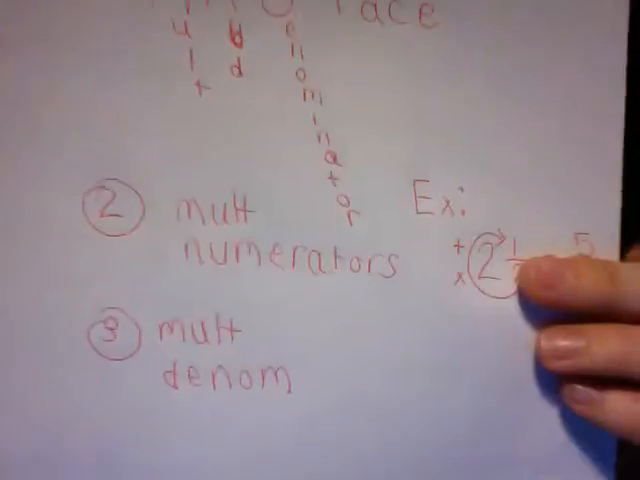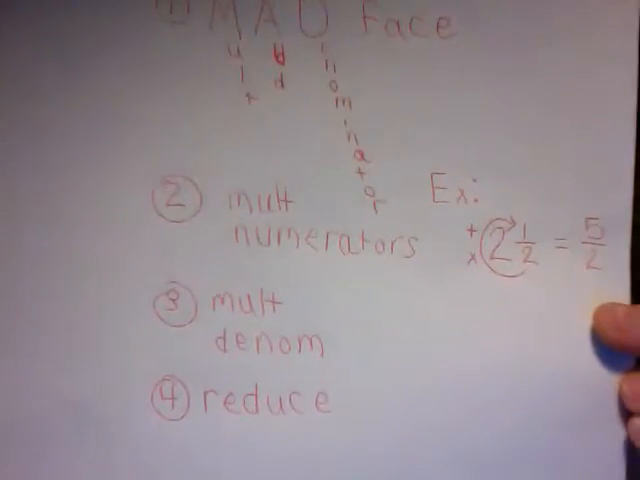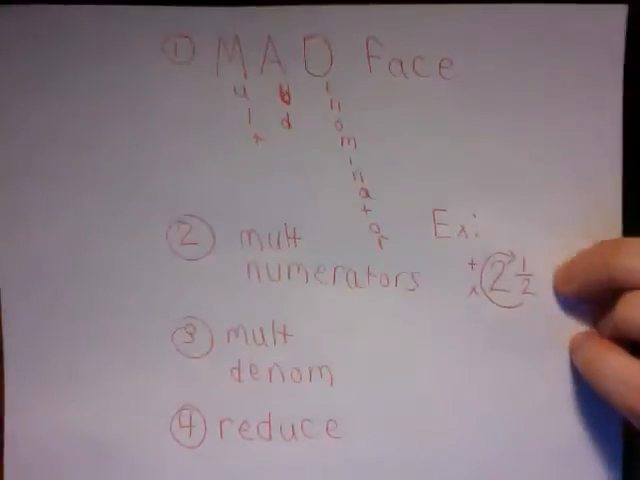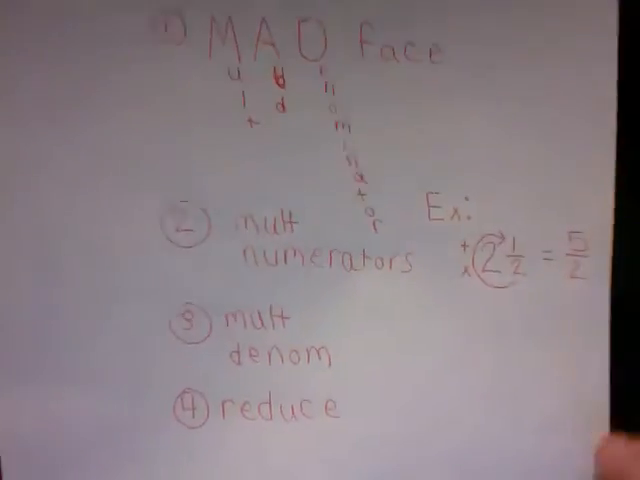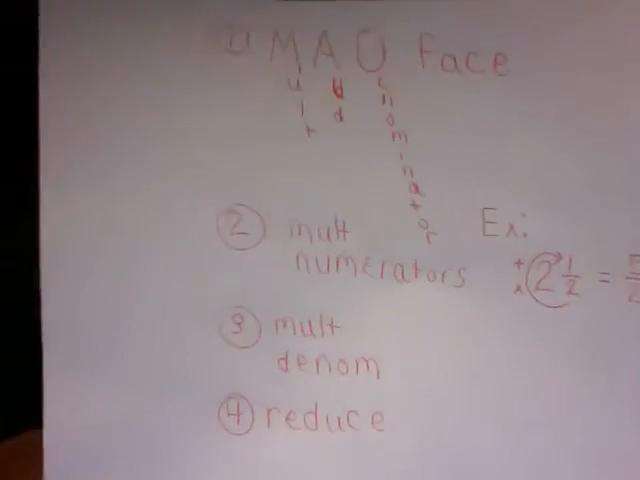Okay? So step 1, MAD face. Step 2, multiply numerators. Step 3, multiply denominators. And then, of course, there's the reducing. Don't forget to reduce if you can. So step 1, MAD face. Step 2, multiply numerators. Step 3, multiply denominators. Step 4, reduce.